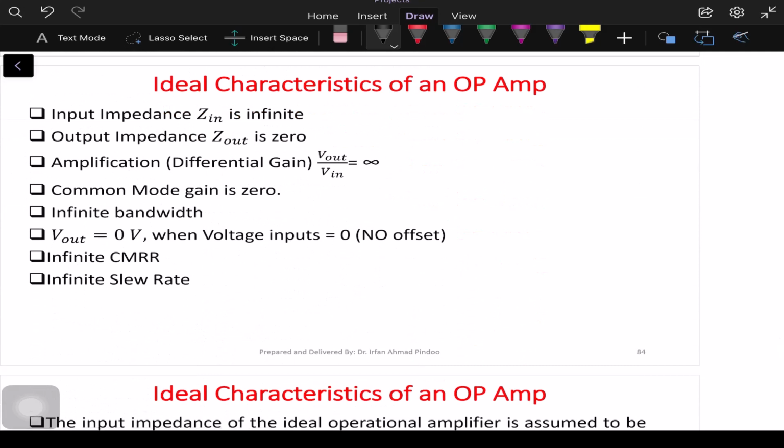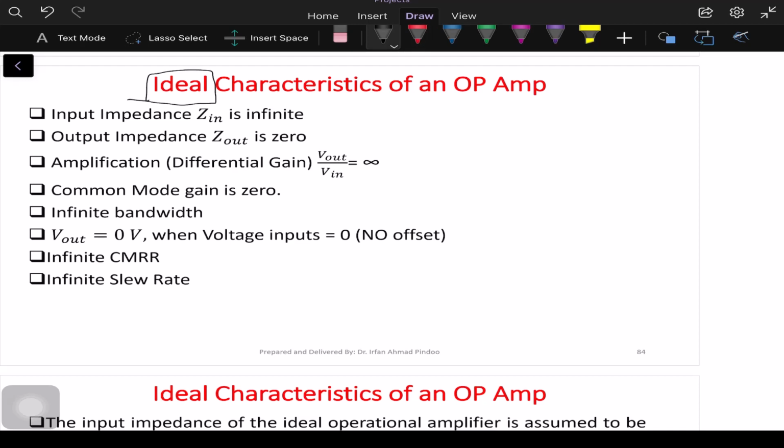Now this is an important topic. What are the ideal characteristics of an op-amp? First we will read out all of them, then we will understand the reasons for the values as well. Now see students, the question here is ideal.